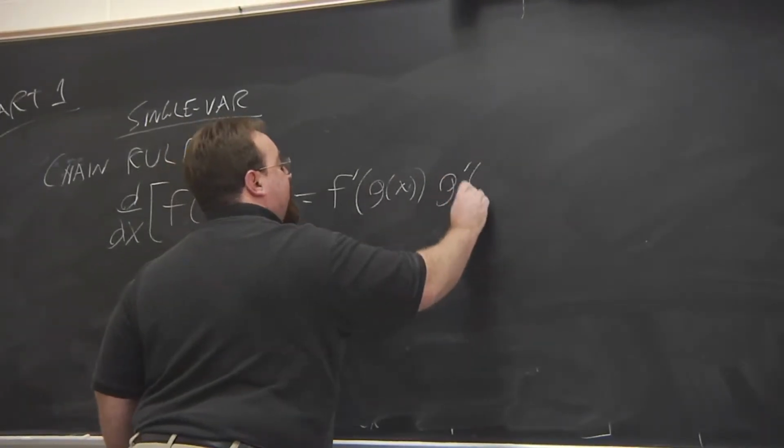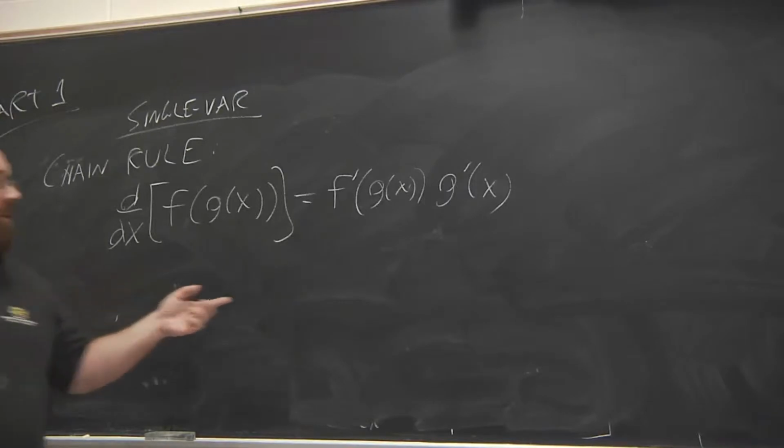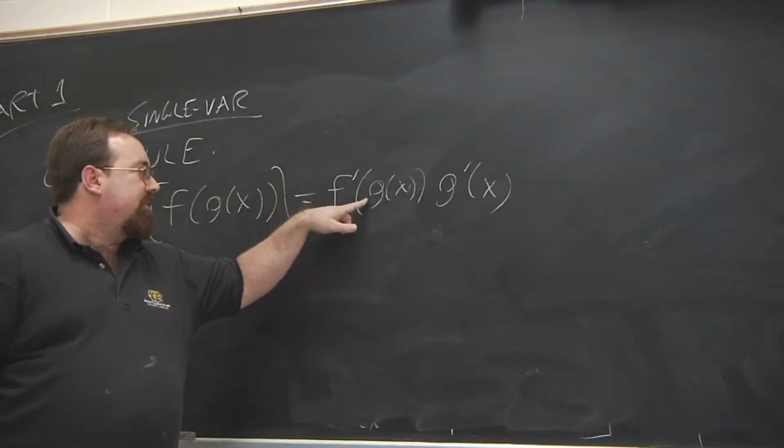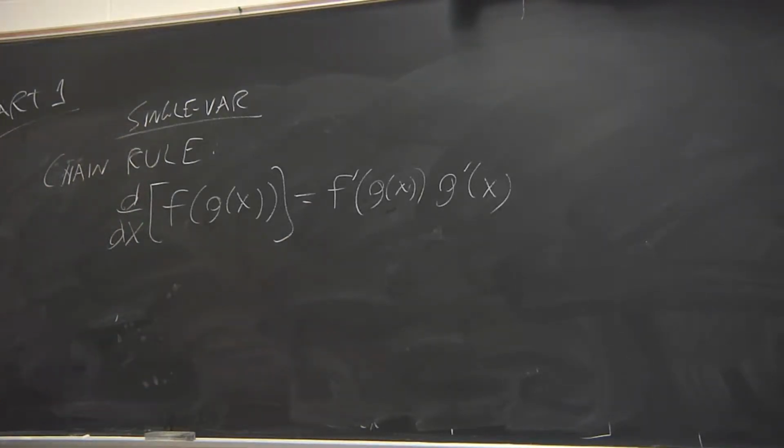times the derivative of g. So there would be a multiplication of derivatives, and the thing that a lot of students mess up, unfortunately, is that you have to remember to evaluate this derivative not at x, but at g of x. But the point is, there's a multiplication of derivatives taking place.